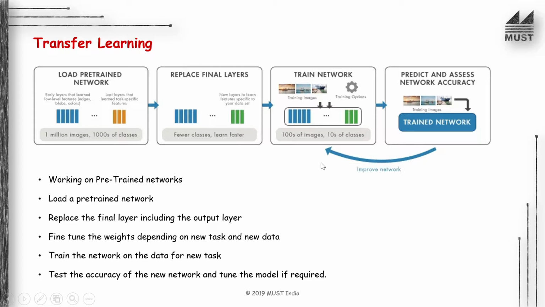So this is how a typical transfer learning process looks. You load a pre-trained network. You replace the final layers of your network with fewer classes so that it runs faster. Then you retrain your network based on the new requirement, basically fine tuning your network. And finally, from the output, you predict, check your network accuracy, and improve the network if required.